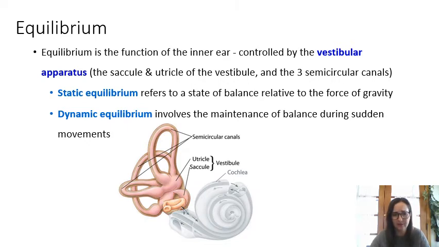All right, if we look down here at this vestibule, we'll notice that the vestibule is divided into two different parts, the saccule and the utricle. So saccule and utricle right here are both part of the vestibule. Those are going to be important for static equilibrium.